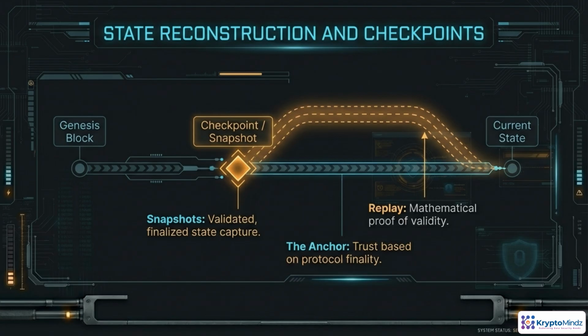If a node fails, it doesn't need to replay from Genesis. It restores the latest trusted snapshot, then replays only the newer finalized blocks. This combination of anchored snapshots plus replay is what makes recovery both efficient and auditable in regulated environments.